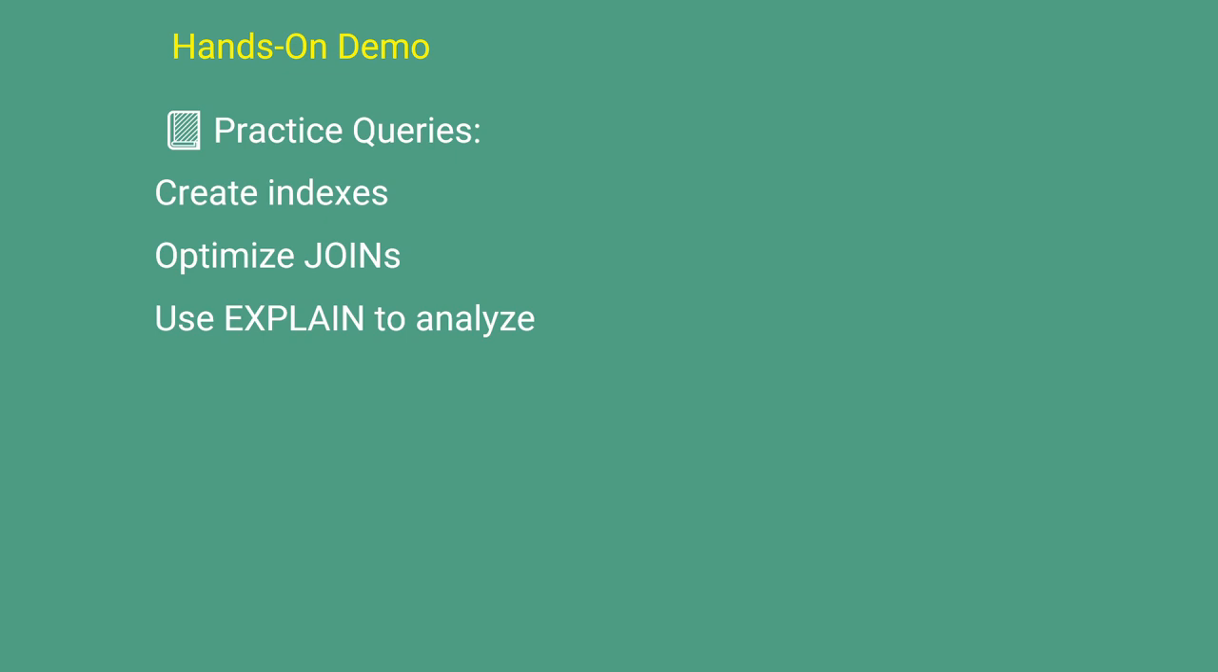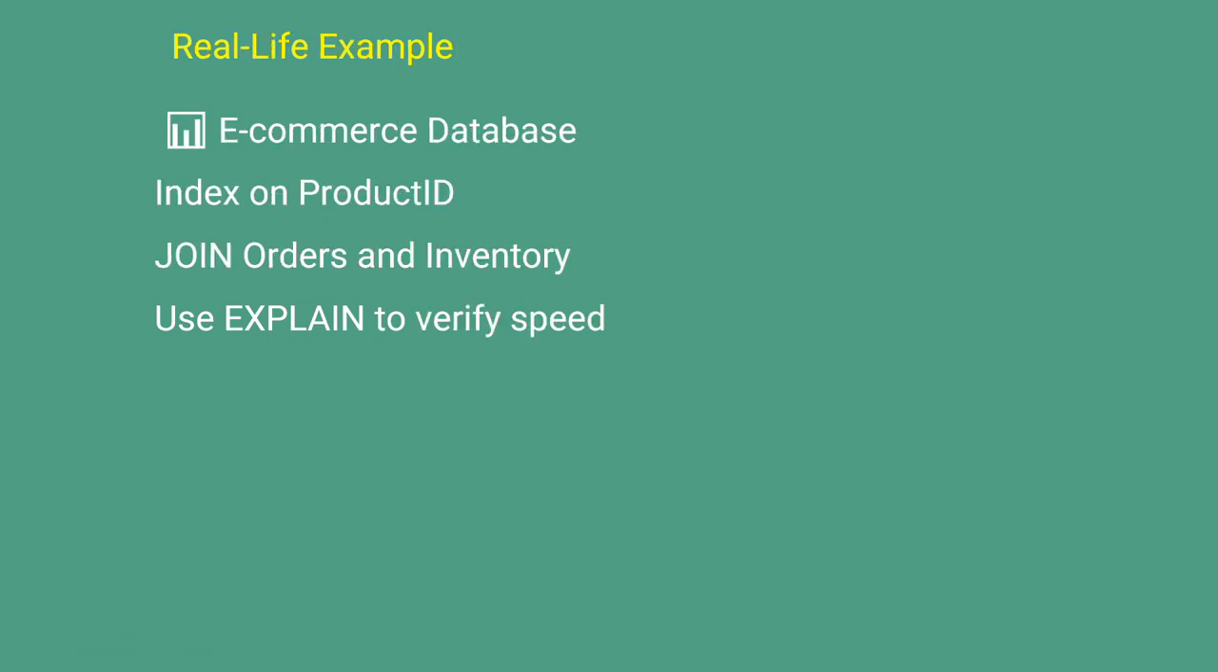Let us practice. Create indexes, optimize joins, and use EXPLAIN to analyze your query performance. In an e-commerce database, indexing product ID and optimizing joins between orders and inventory can drastically improve performance.